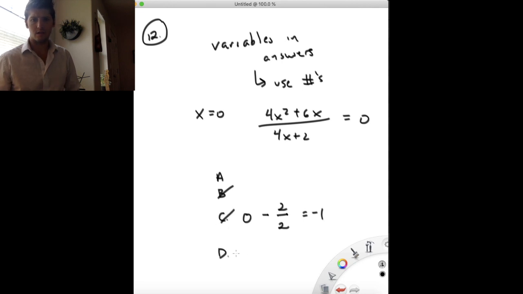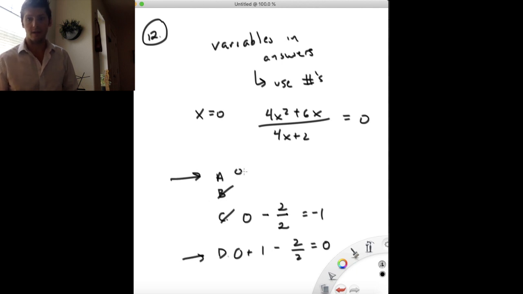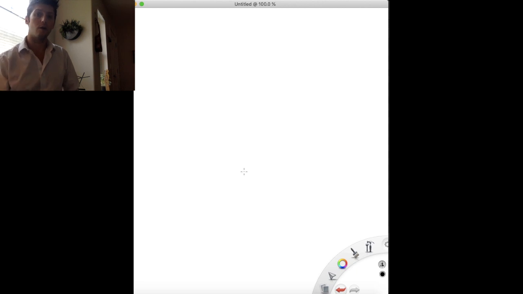Let's try out D. D says 0 plus 1 minus 2 over 2. Again, all I did in these answer choices is put in x equals 0 everywhere I saw an x. Look, this is 1 minus 1, which is just 0. So I do have two answer choices that work when x is 0. So I'm going to keep going. Let me just show you what we've already got. We've got A, we crossed off B, we crossed off C, and we've got D, just by picking x is 0.